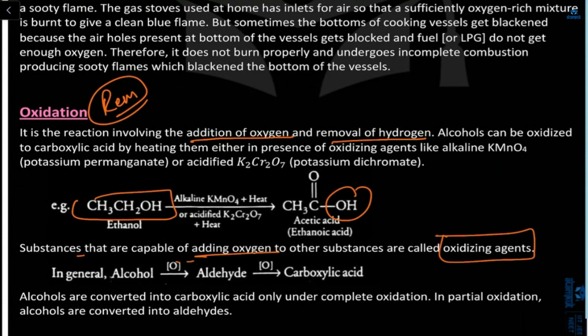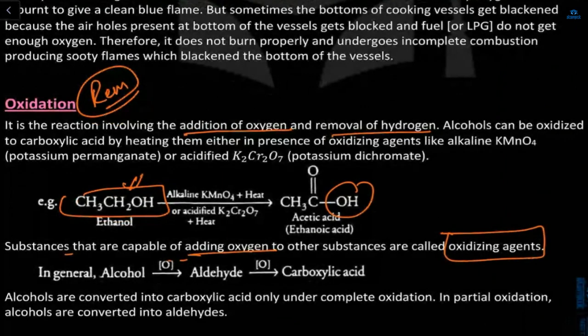Reducing agent means addition of hydrogen and removing of oxygen. Like here you can see it's one compound, ethanol. But here what is happening? The H is removed from this ethanol. So this is the oxidation, where hydrogen is removed from any process, from any compound. Okay?